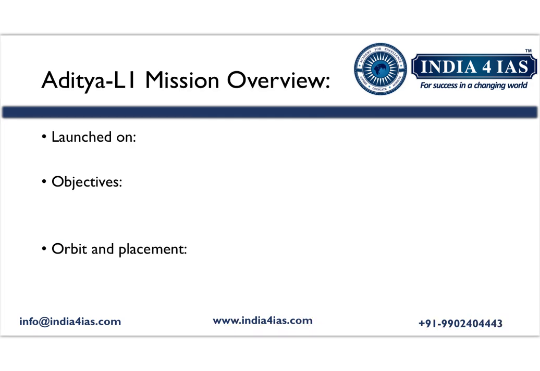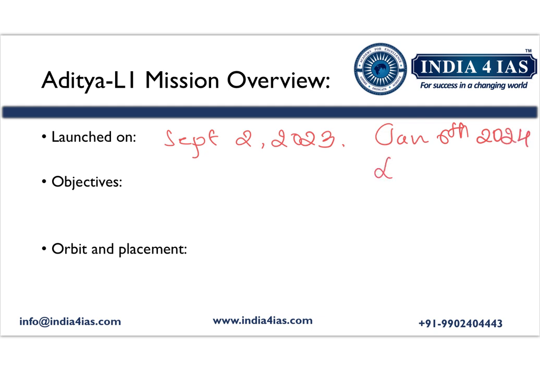Now let us move to the Aditya L1 mission. This mission launched on September 2nd, 2023. And this mission reached its destination on January 6, 2024. So its destination is Lagrangian point 1. It is also called as L1 point of Earth Sun system.